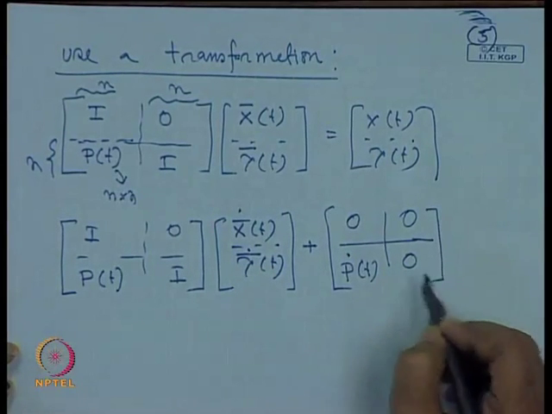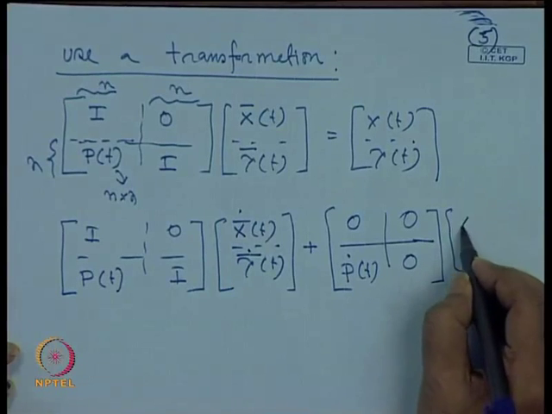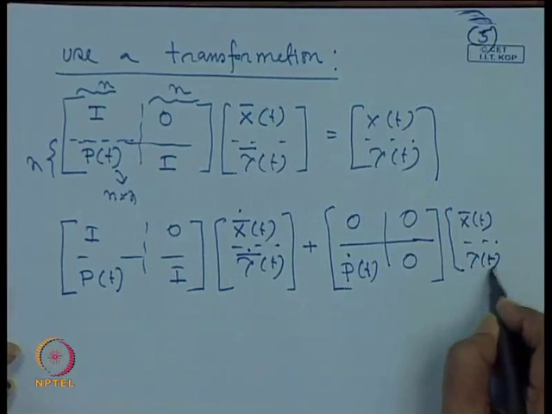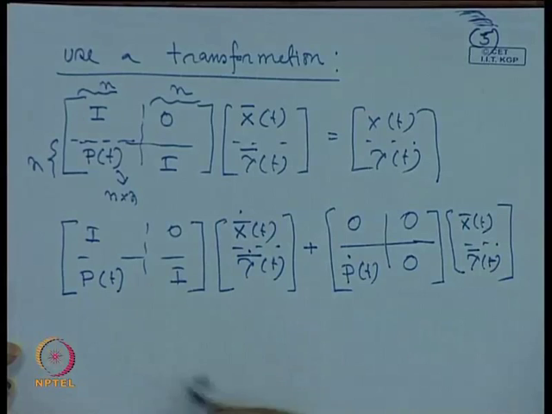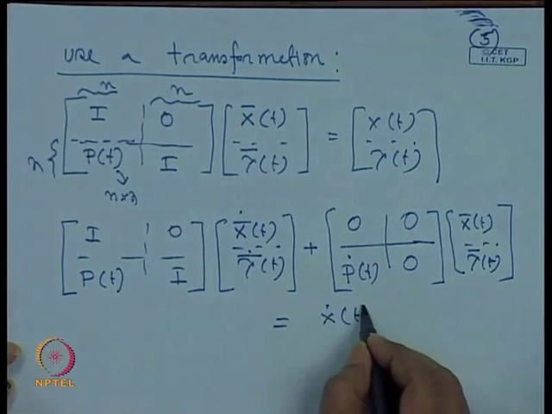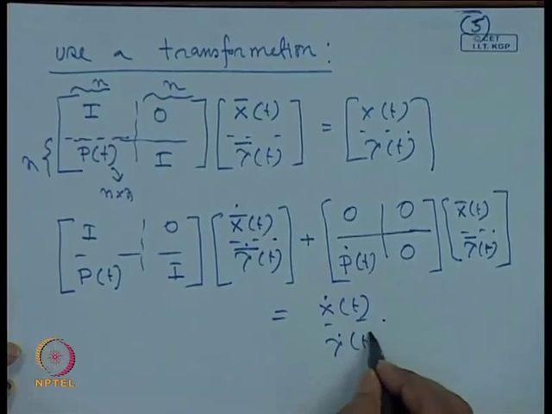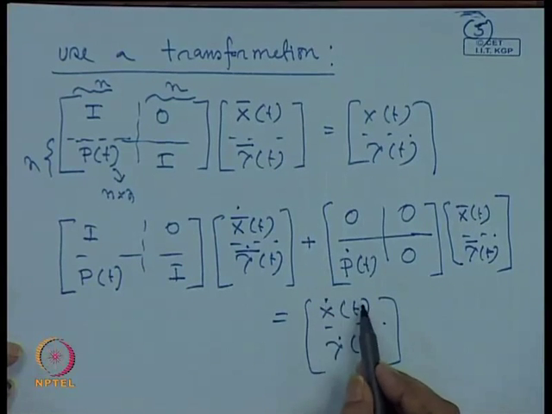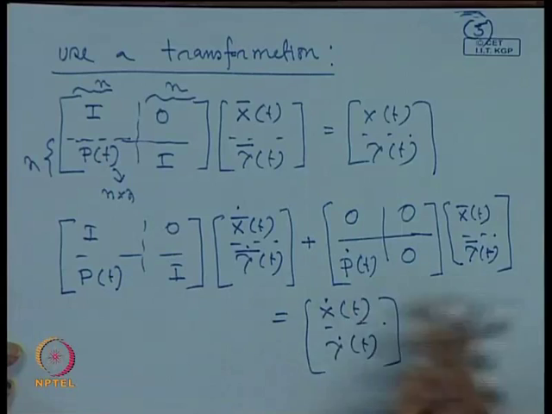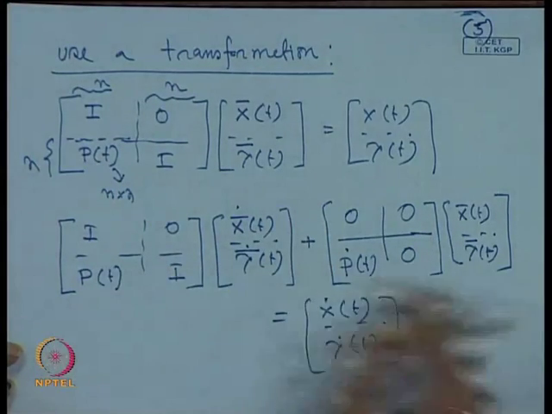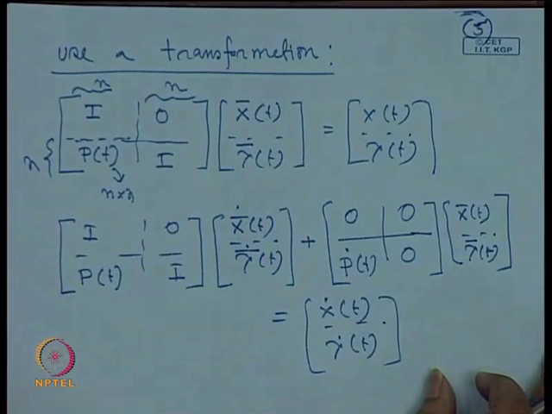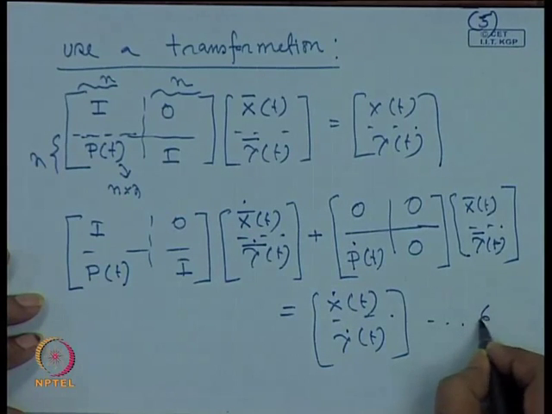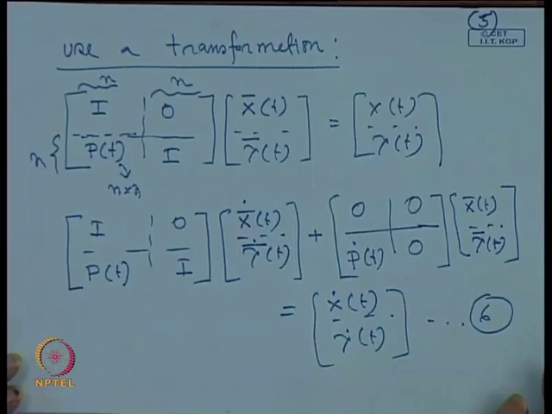So, this into that, your x bar of t and lambda bar of t, agree, is equal to the right hand side, x dot of t, lambda dot of t. So, I know what x bar dot of t and lambda bar dot of t are. I will put this expression in this side, and then we will make some manipulation and simplification. Now, we have given equation numbers up to 5, so let us call this equation number 6, agree.